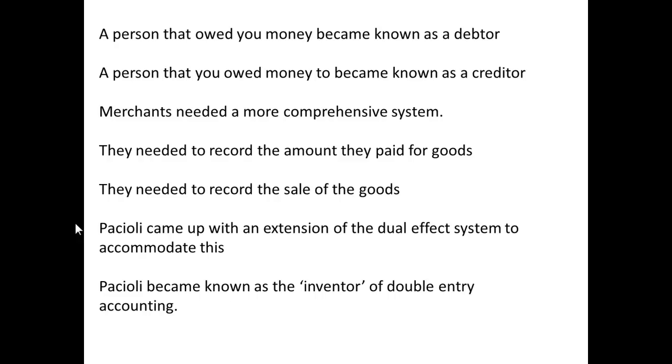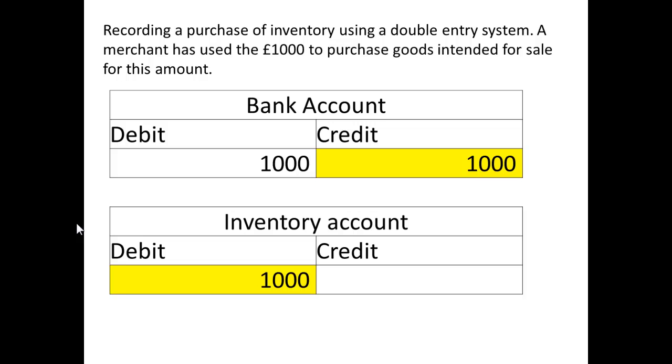Now that was fine, except that merchants soon realised they needed a little more than that. They needed to record what they paid for goods, and they needed to record the sale of the goods. And so, several hundred years ago, a man called Pacioli came up with an extension of the dual effect system to accommodate this, and as a result he's become known as the inventor of double entry accounting.